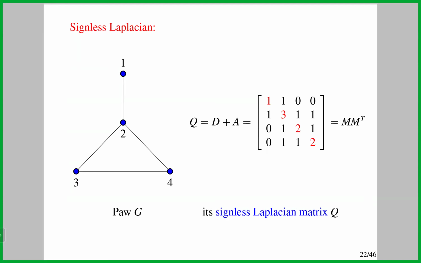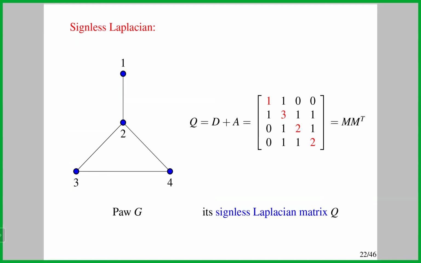So if you look at the degrees, the diagonal of the signless Laplacian is the degree matrix. The degree of vertex 1 is 1, vertex 2 is 3, vertex 3 is 2, and vertex 4 is 2. So those are the degrees, 1, 3, 2, 2. That is the diagonal of the signless Laplacian. And then you add that to the adjacency matrix. So that's how you get the signless Laplacian. Why is it called signless Laplacian? Because if you do degree minus adjacency matrix, then you get the Laplacian.